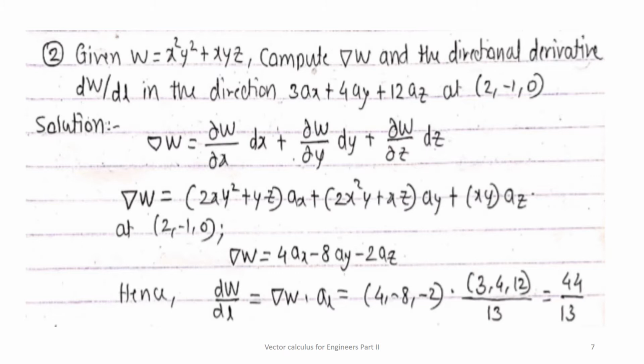So del w you will get from the equation after finding the partial derivatives, and then you find the value at 2, minus 1, 0. So you will get gradient of w as 4ax minus 8ay minus 2az. Hence dw by dl is equal to gradient of w dot an. So gradient of w dot an is the directional derivative. We have already defined it in the previous lecture. So gradient of w dot an, if you find the dot product, you will get 44 by 13.